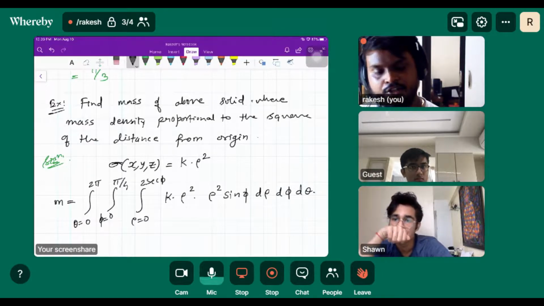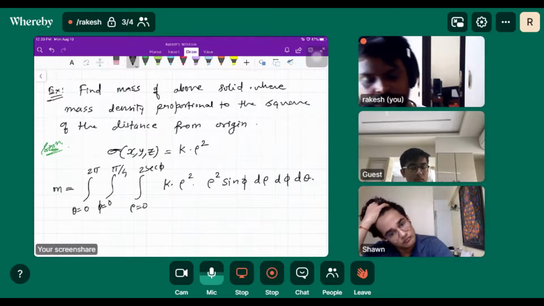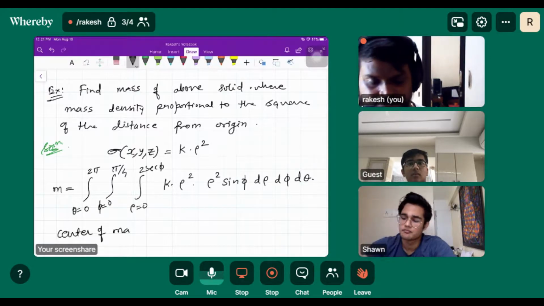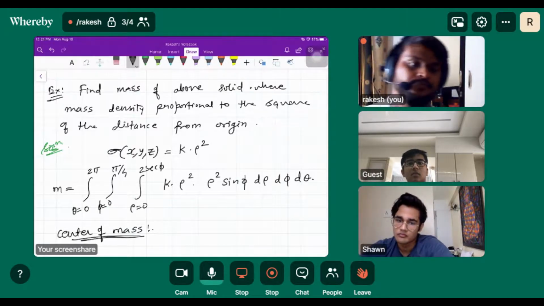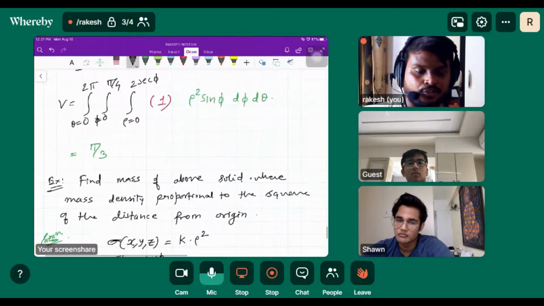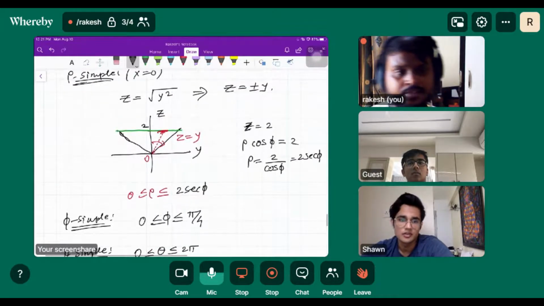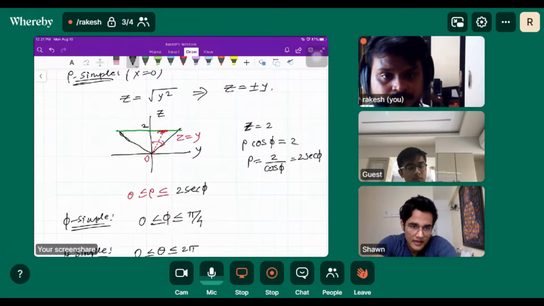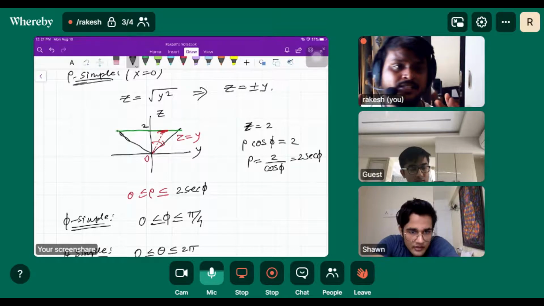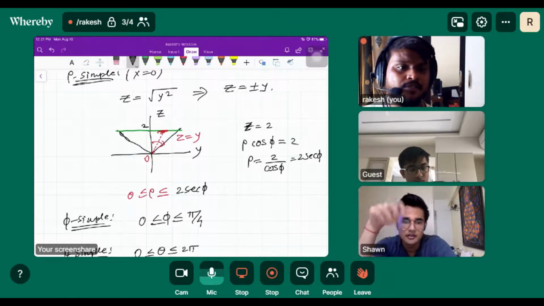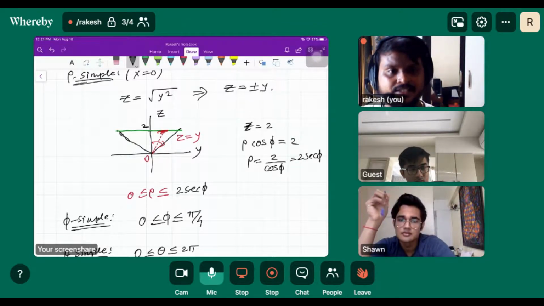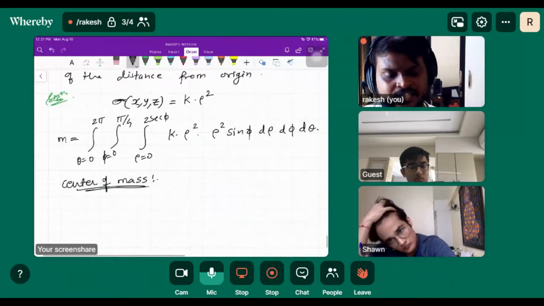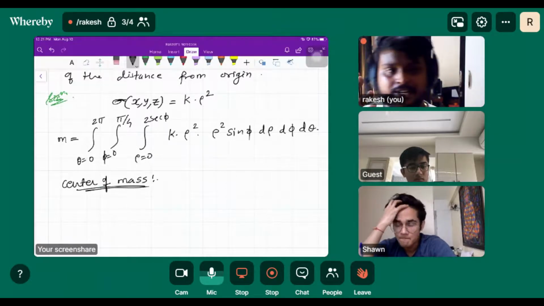Now, can you guess where the center of mass of this solid may be present? Do you remember the diagram of this region? On whichever axis the region is symmetric, the center of mass will lie on the Z axis, definitely, because of symmetry.